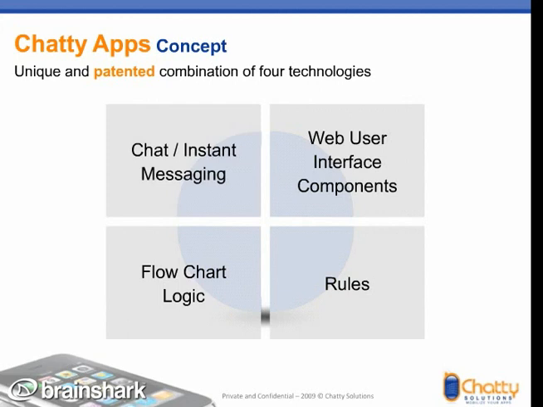For example, a rule may be used to decide if the user is an adult male versus an adult female. Once defined, the rule can control the sequence of the dialogue that is most appropriate for the gender and the age of the user. By this unique combination of chat, user interface components, flowcharts, and rules, Chatty Apps enables you to mobile enable your applications so that they behave like native apps on all popular smartphones.